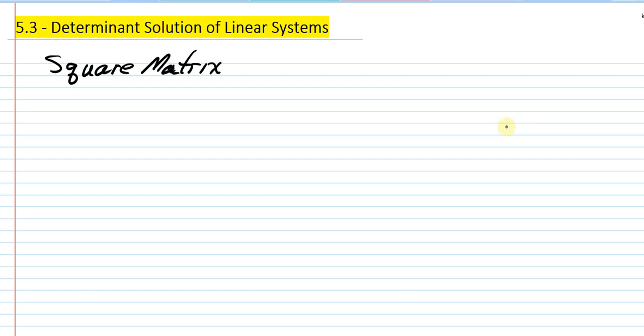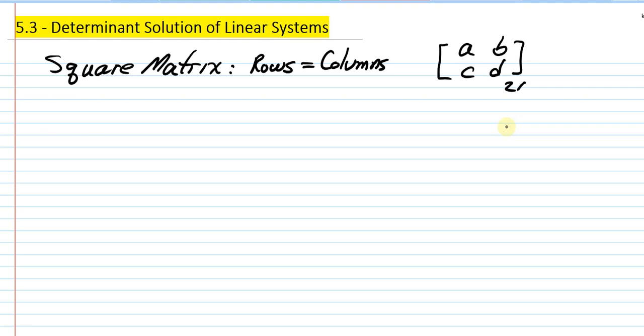Remember, a matrix is a rectangular, not a square, rectangular array of numbers. So if the number of rows in the matrix is equal to the number of columns, then the matrix is called a square matrix. So suppose I have a, b, c, d like that. This is a 2 by 2 square matrix. 3 by 3, 4 by 4, and so on. So that's what a square matrix is.